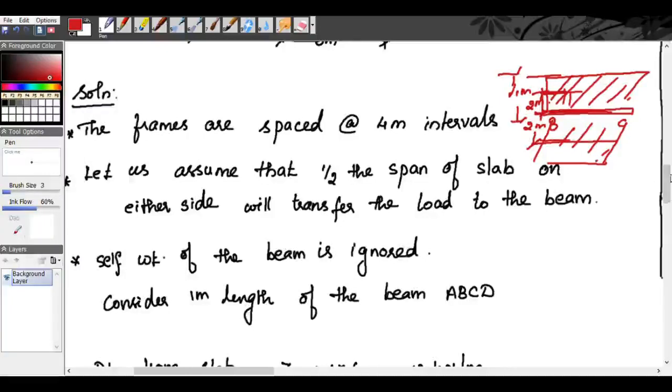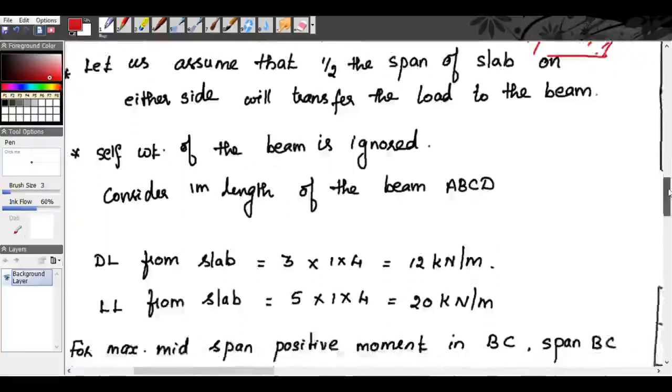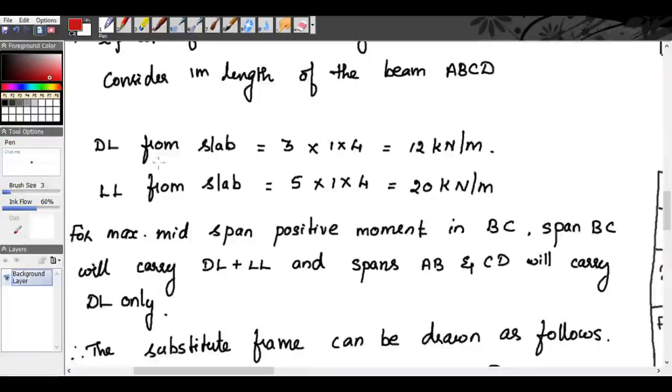So considering 1 meter length of the beam ABCD, what we get is the dead load from the slab, which is given as 3 kilonewton per meter square. So 3 into 1 into 4, we get 12 kilonewton per meter. Similarly, the live load from the slab is 5 into 1 into 4, so it is 20 kilonewton per meter. So 2 meter from one side of the slab and 2 meter from another side of the slab, so totally it is 4.